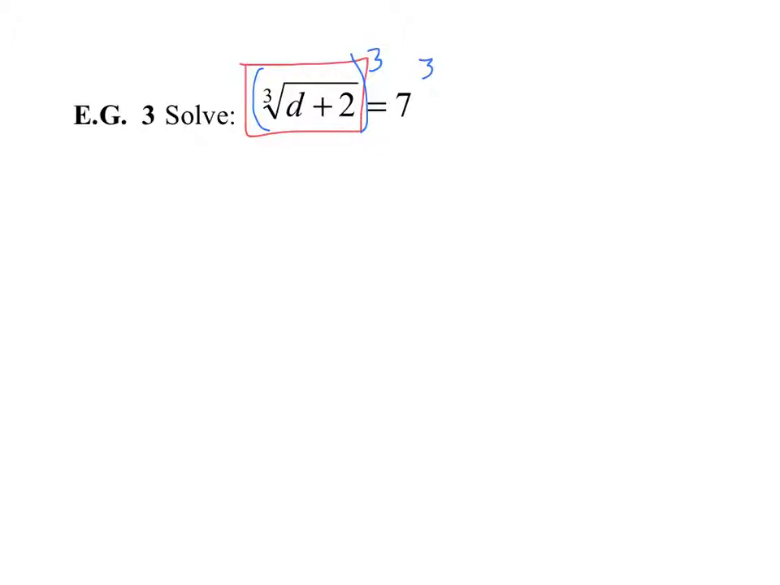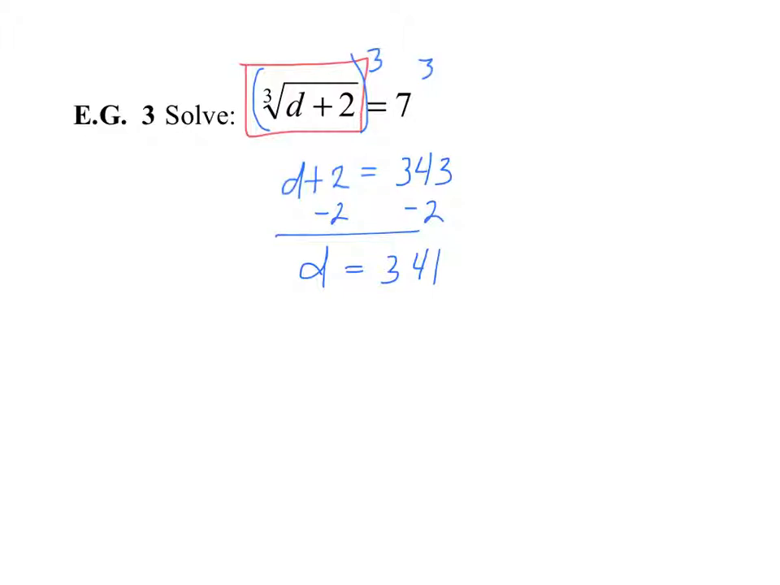So you got to remember that d plus 2 does not get cubed. It's going to come down and just be outside of the box. 7 to the power of 3 you could look up on your power table if you have one, or just take the calculator. It's 343. Now we're at the third step, which is solve for the variable. So d here is going to equal 341.